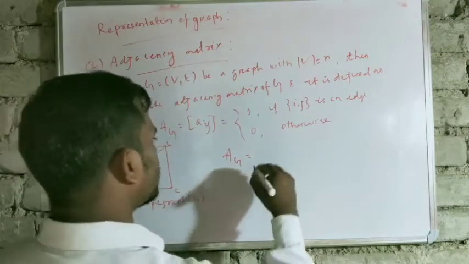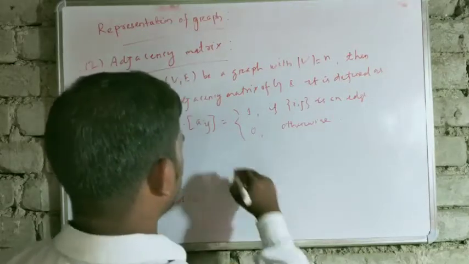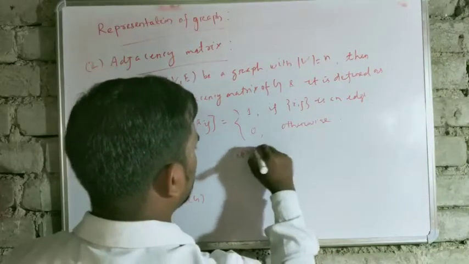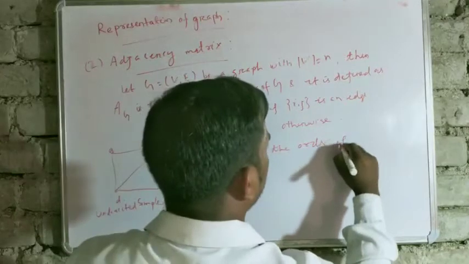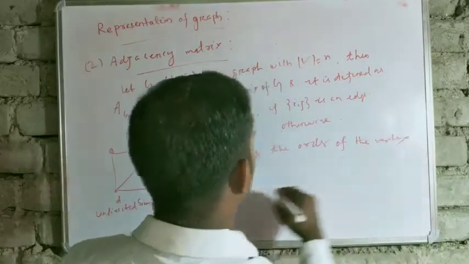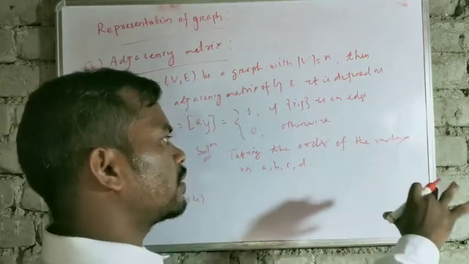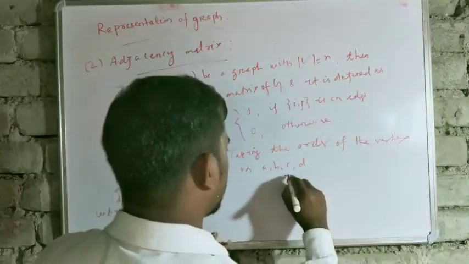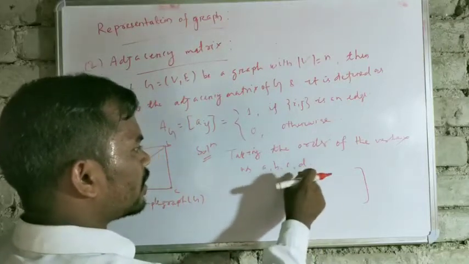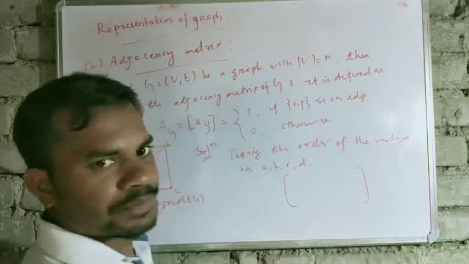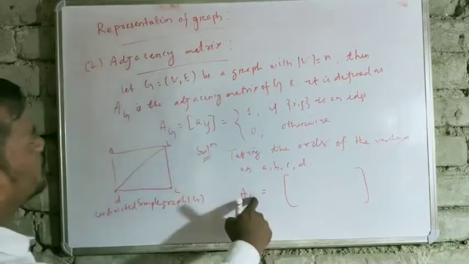So the adjacency matrix of G is, taking the order of the vertices as A, B, C, D. That means I am writing the matrix here, with the vertices serially written as A, B, C, D. That is its order. So what will be the adjacency matrix of G?